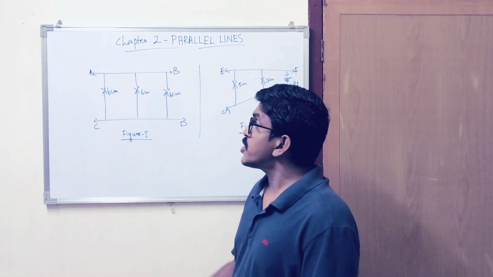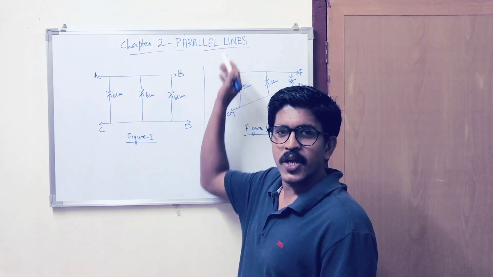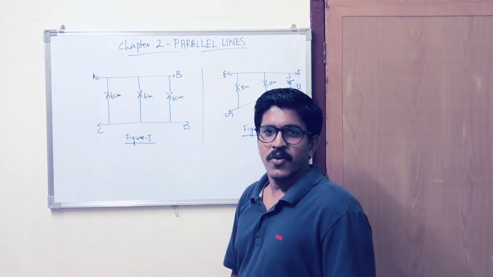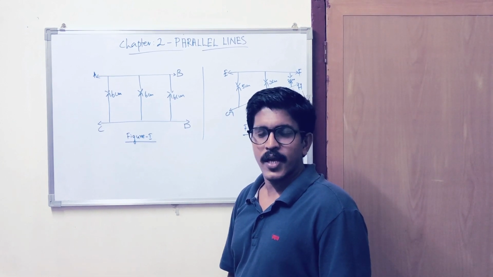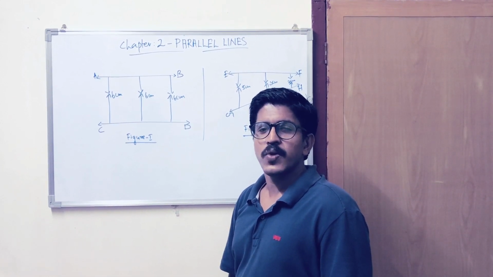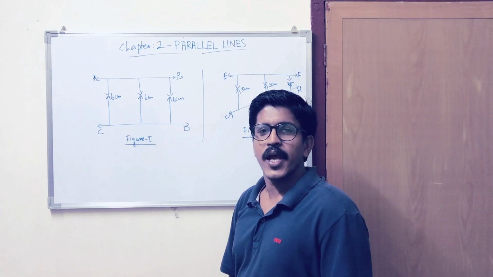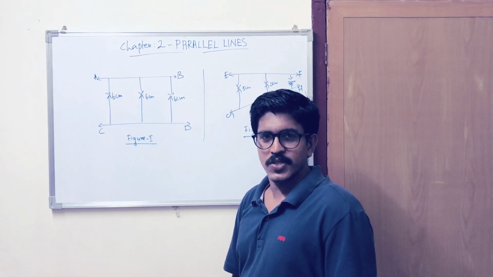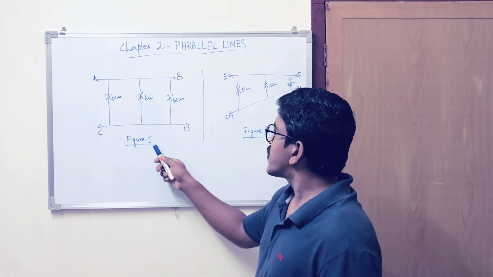Today we are going to discuss a new chapter called Parallel Lines, which is mentioned in the 7th standard SCERT textbook. We can start with the definition of parallel lines. If the distance between two lines is always the same, then the lines are called parallel lines. These lines will not intersect each other. We can just check with the figure here.